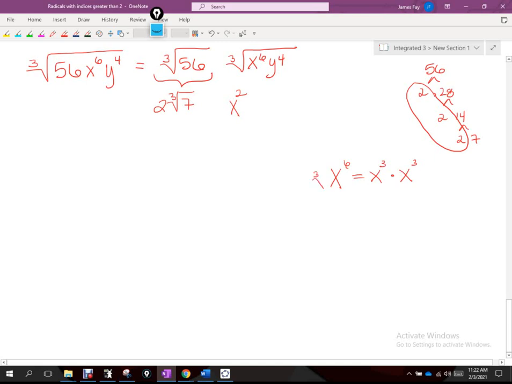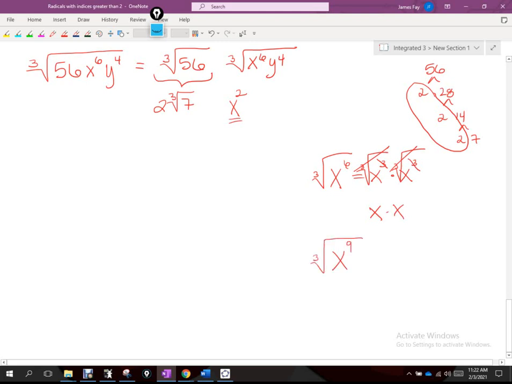So when I take the cube root of these, what's the cube root of x to the 3rd? Cube root and power of 3 cancel each other out. They're inverses. So it just leaves me x. Does that make sense? Cube root, power of 3, leaves me just x. Well, what's x times x? X squared. Okay?